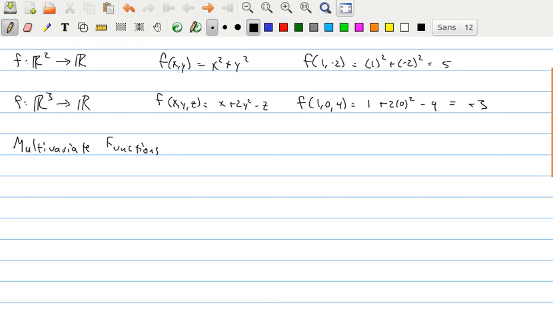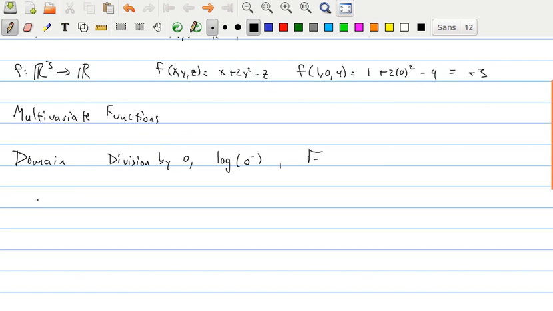So now that we have the idea of a multivariate function down, let's look at the idea of domain. So domain works much like it does in functions of one variable. We want to look for known trouble spots. So these include things like division by 0, log of a negative or a 0, and negatives under a radical.